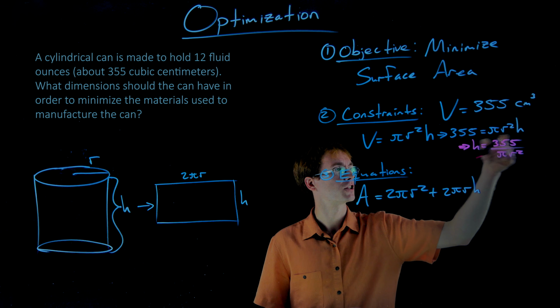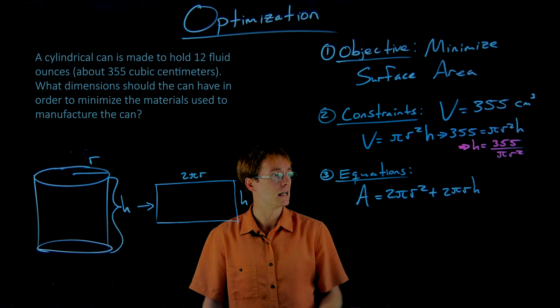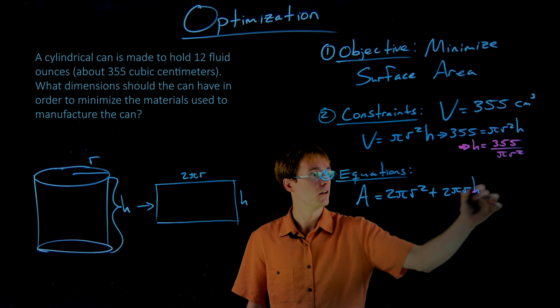So the height is going to be 355 over pi r squared, just dividing both sides by pi r squared to find that. And so that means in our area equation down here, we can replace that h with 355 over pi r squared. And so now it gives us a new version of our objective function, our area function.